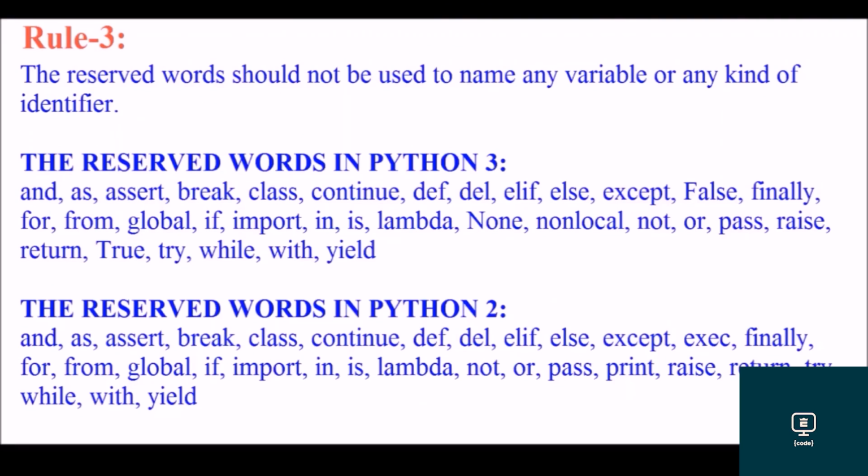The reserved words should not be used to name any variable or any kind of identifier. Reserved words for Python version 2 and Python version 3 are a bit different. In this example, I will make a very simple mistake. I will enter a reserved word as a variable name.